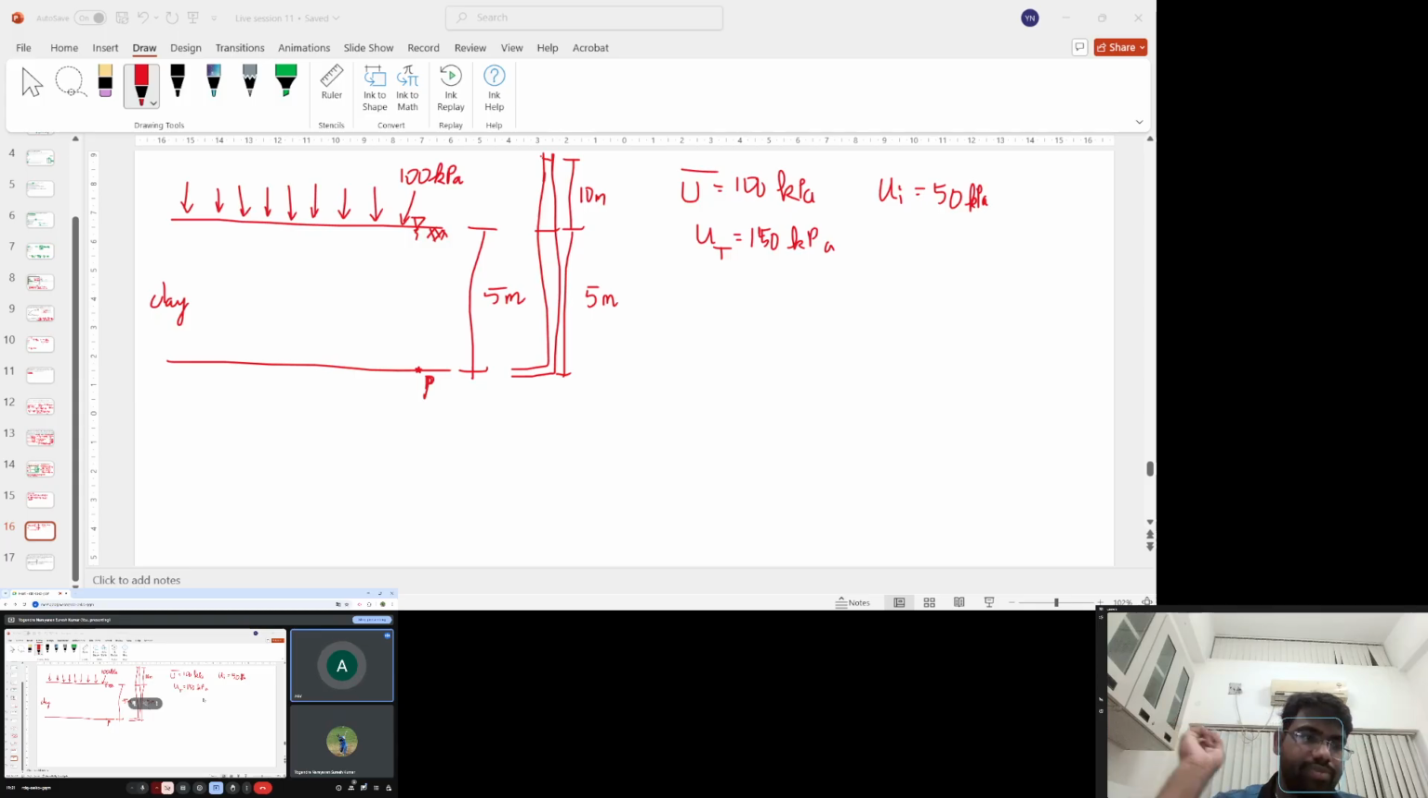And does the water table remain the same or disappear, sir? No, the water table remains the same. The soil will be completely saturated only. That's all, sir.